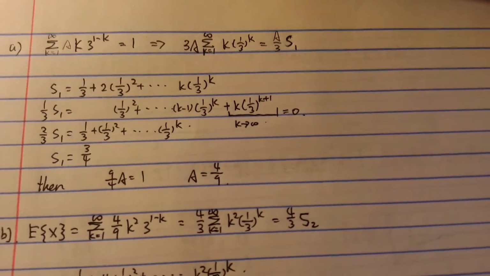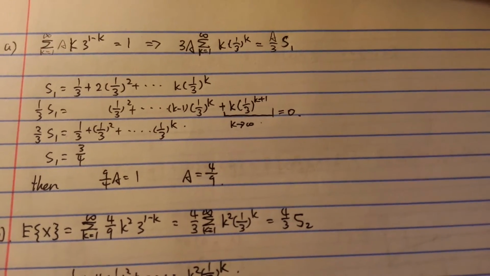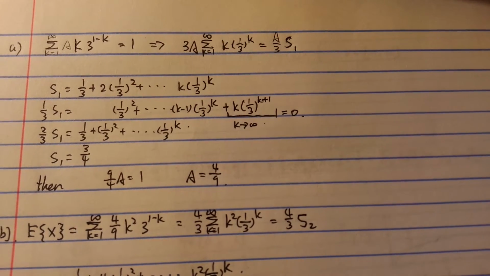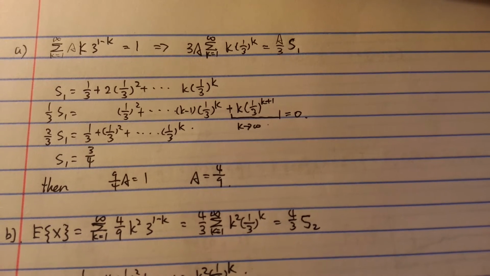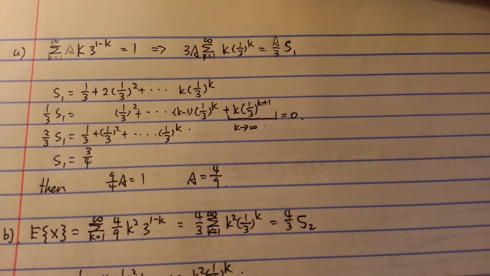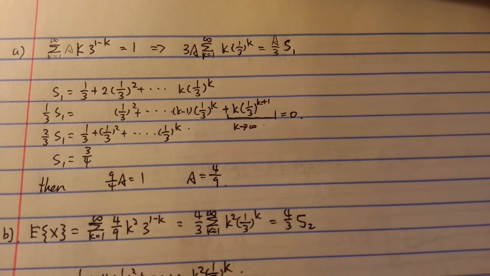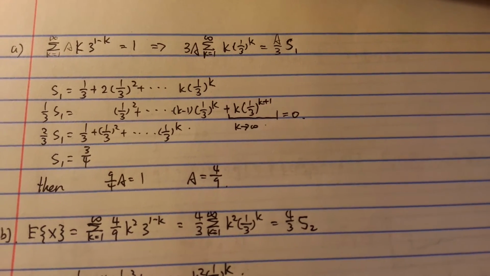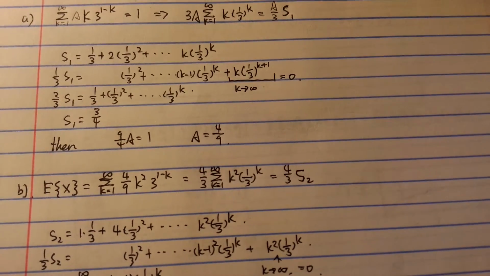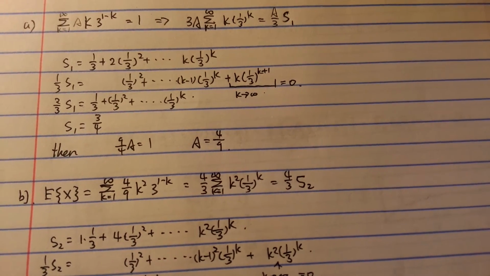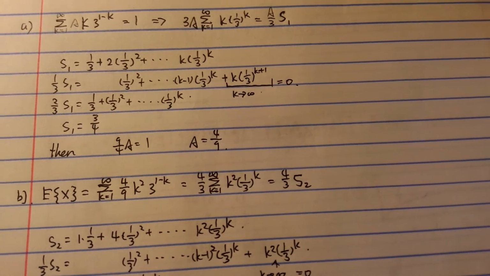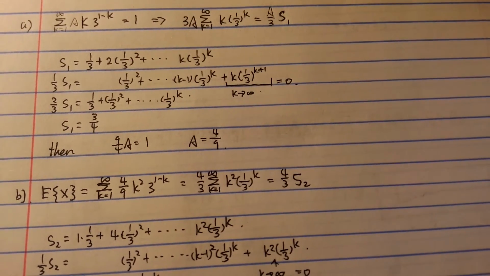And simplifying, we get 3a times the sum over k from 1 to infinity of k times (1/3)^k equals 1, and we let this part of the sum be equal to S1, so we get a over 3 times S1 equals 1. Then we write S1 as 1/3 plus 2 times (1/3)^2 plus 3 times (1/3)^3, and the last term is k times (1/3)^k.